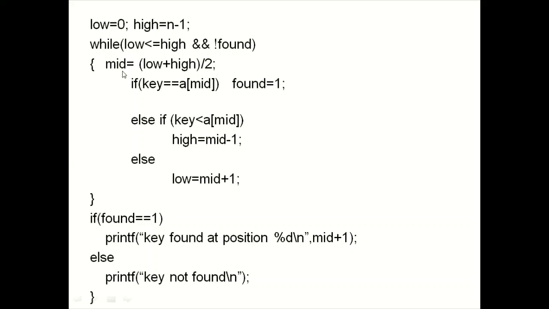The middle of the array is indicated by this equation. So the binary search technique starts by searching the middle of the array. If it is found, then we make this variable found as 1. So the searching stops here because we have found the element, comes out of the loop, and prints the position as mid plus 1.